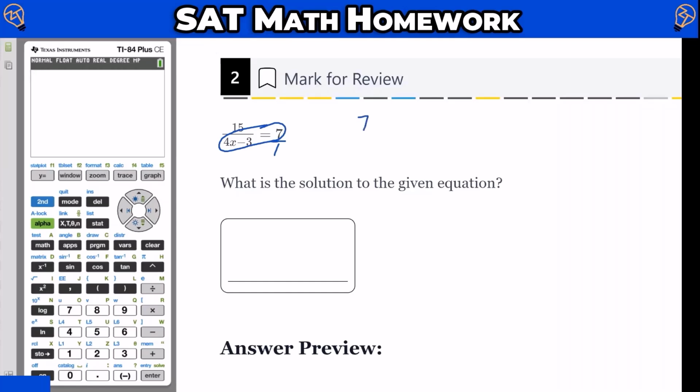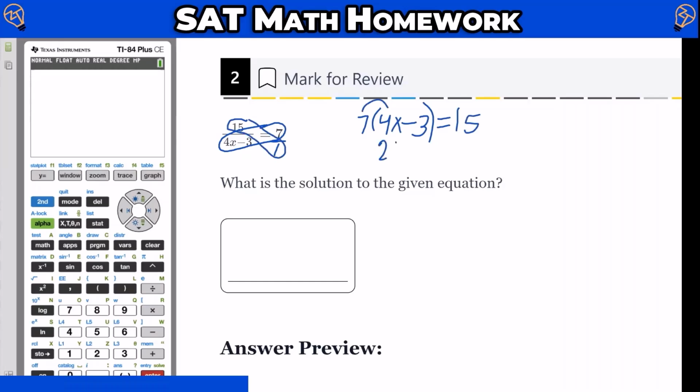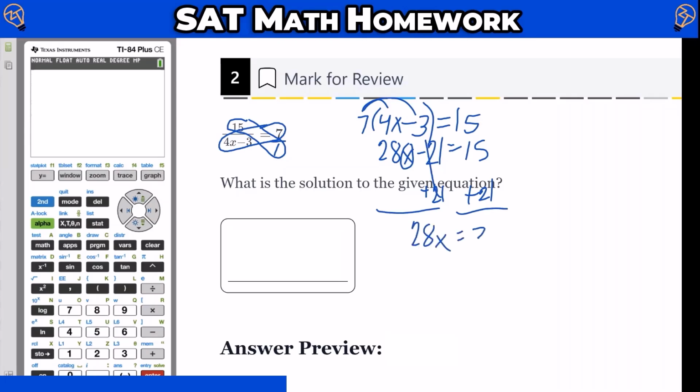So I'll go ahead and write it out as 7 times the quantity 4x minus 3 equals, and then the other cross product, so 15 times 1. I could distribute the 7 to get 28x, make sure I distribute it here as well to get a negative 21, and then in this case, because I only have one type of x, I'm going to get x's on one side, numbers to the other. So I'll move the 21 over and I'll get 36 here.